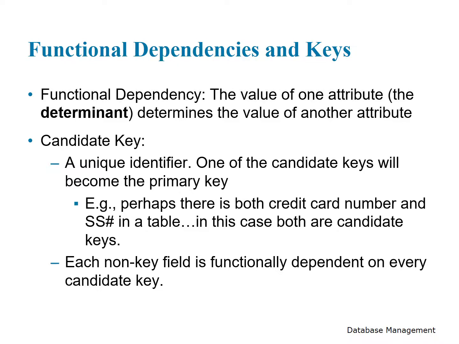Functional dependency and key. Functional dependency: the value of one attribute, the determinant, determines the value of another attribute. Candidate key: a unique identifier; one of the candidate keys will become the primary key. Example, perhaps there is both a credit card number and a social security number in a table. In this case, both are candidate keys. Each non-key field is functionally dependent on every candidate key.